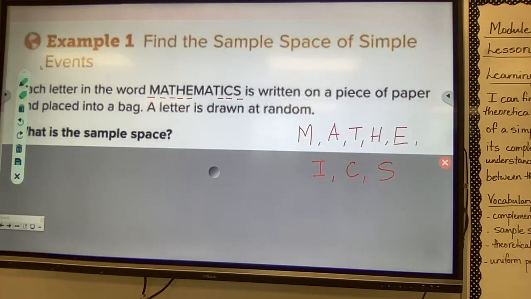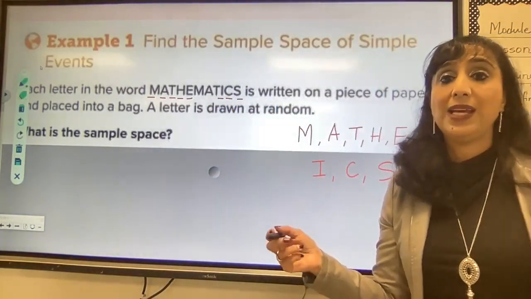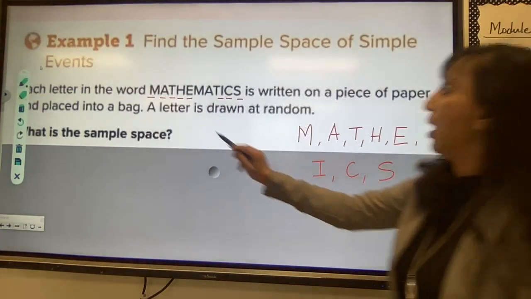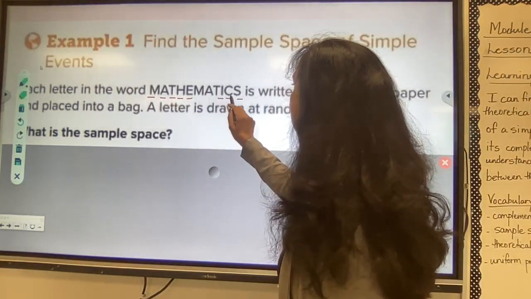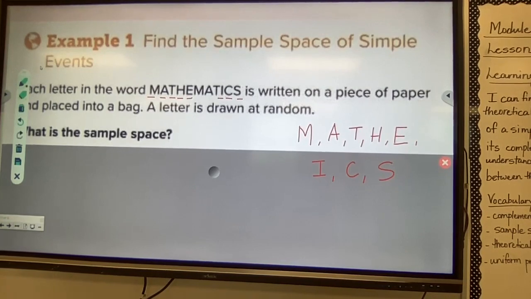Okay, so the sample space consists of the unique letters of the word mathematics, and each unique letter is listed only once. As I can see, whatever I've underlined is repeated, so I am not going to list them two times. I'm just going to list the letters just once, and this is actually my sample space. Okay, so 1, 2, 3, 4, 5, 6, 7, 8. So this is my sample space when I have mathematics listed. Let's look at another example.